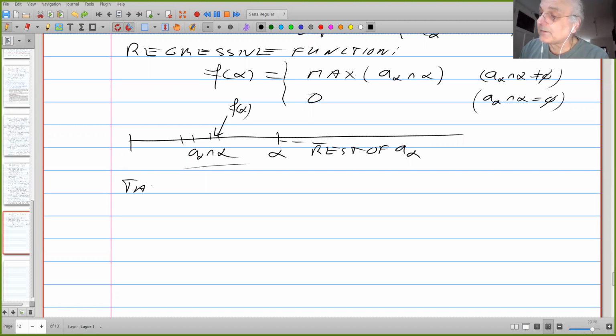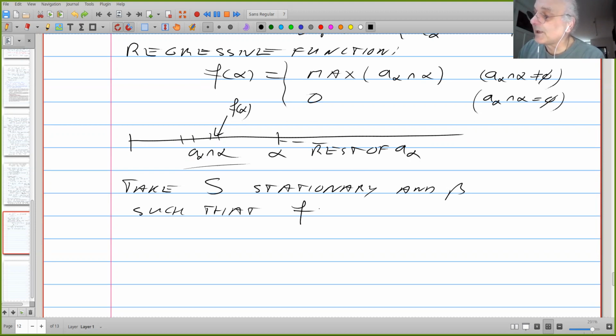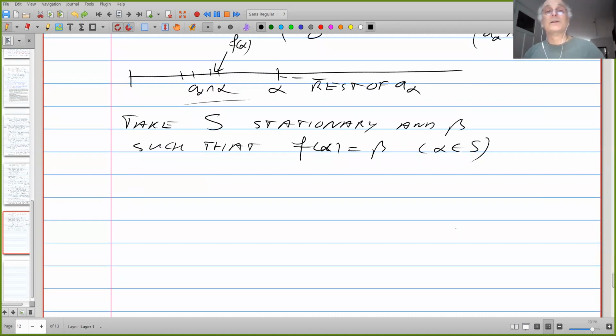Take S stationary, and beta such that F alpha is beta for alpha in S. Now we use Fodor's pressing down lemma. We could have done this with Alexandrov and Urysohn's lemma, by the way, with a little bit more work later on. So then we get this situation.